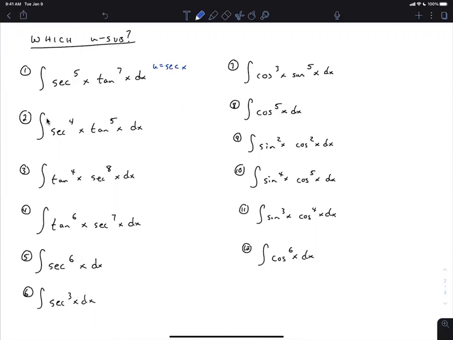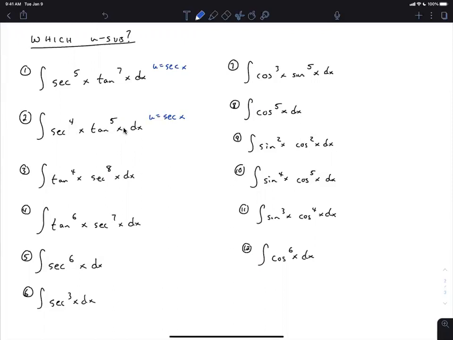Okay. On the next one, if u is secant, du is 1 secant and 1 tangent. That leaves 3 secants and 4 tangents. That works well because we need to rewrite tangent. And so then u equals secant will work fine.